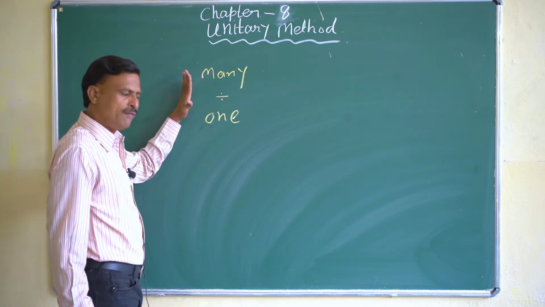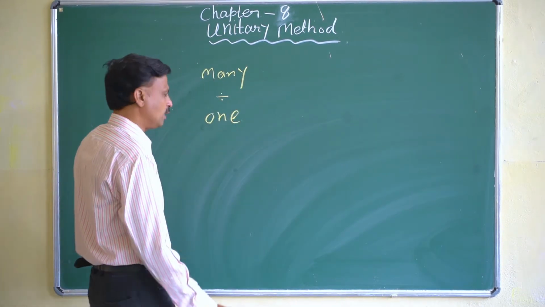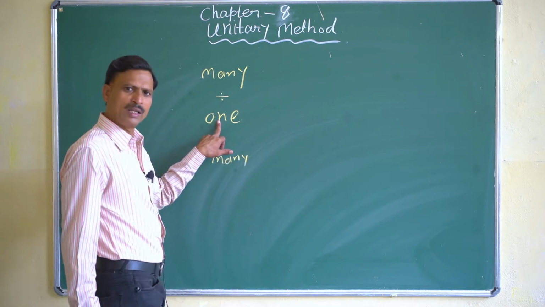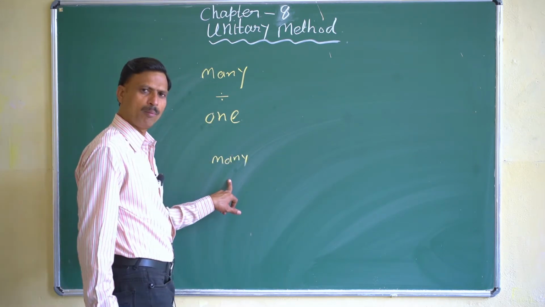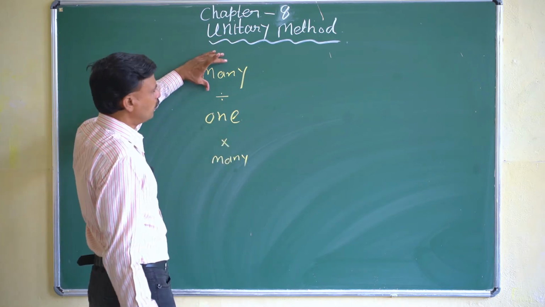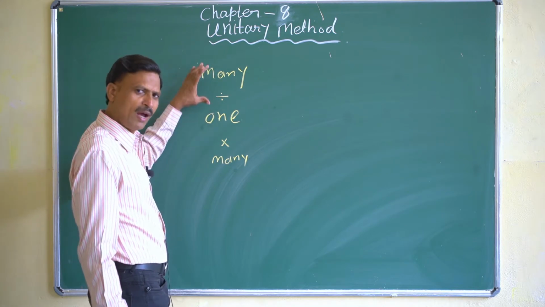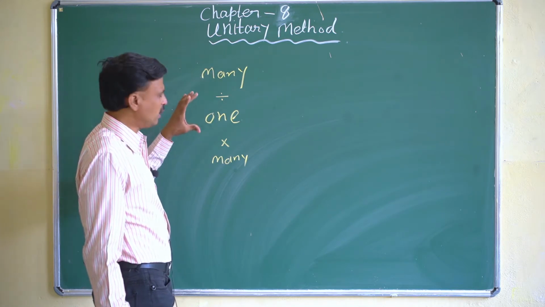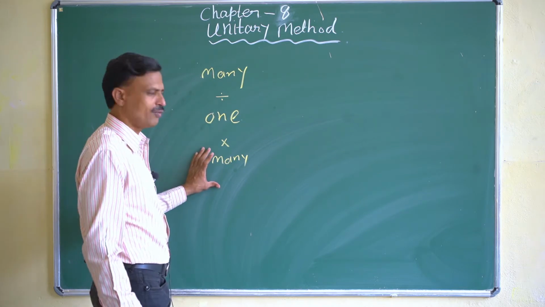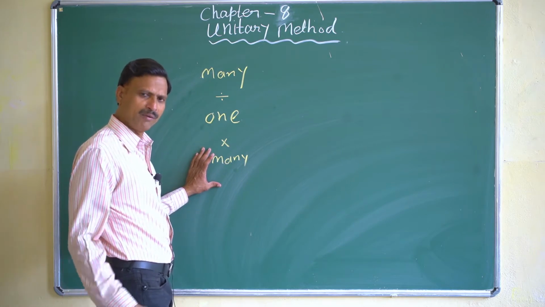Clear? Or if the value of 1 is given and we want to find the value of many, we will multiply. Understood? If the value of more than 1 is given and we want to find the value of 1, we have to divide. And if the value of 1 is given and we want to find the value of more than 1, we have to multiply it. This is the main formula.